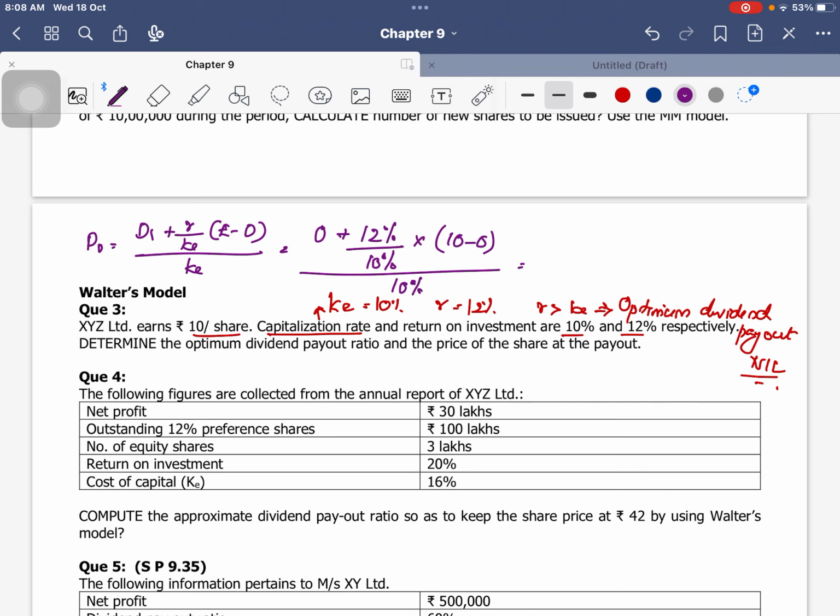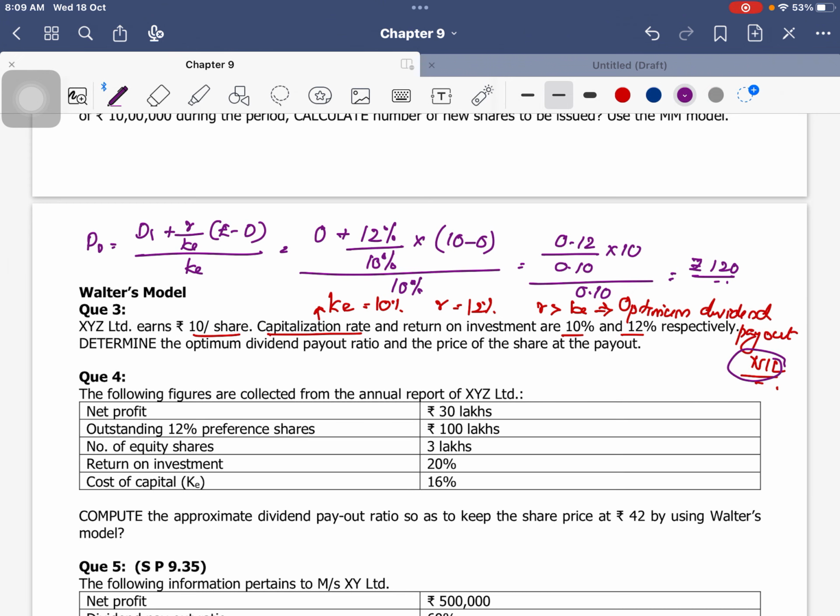If you take this, it is 0.12 divided by 0.10 into 10 divided by 0.10. That will be 12 divided by 0.10, and that will come to rupees 120. So 120 is the value per share, and the dividend payout ratio should be nil.